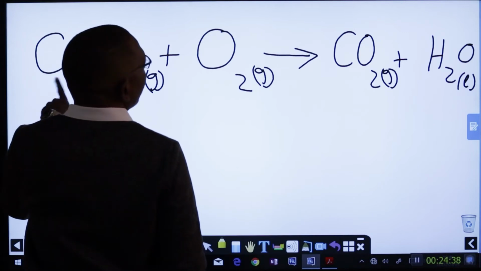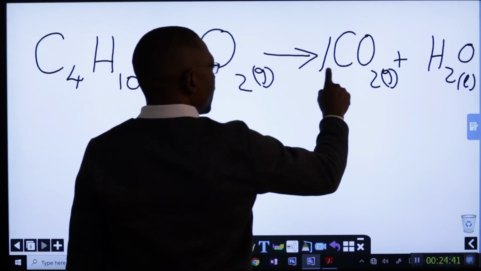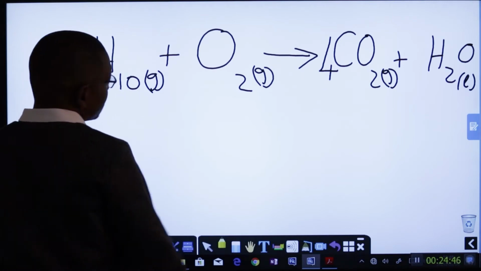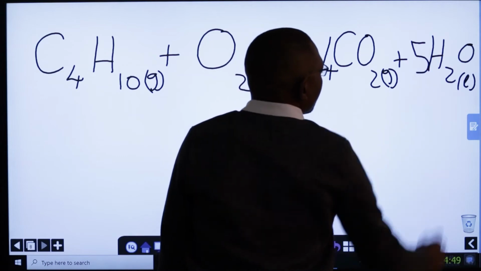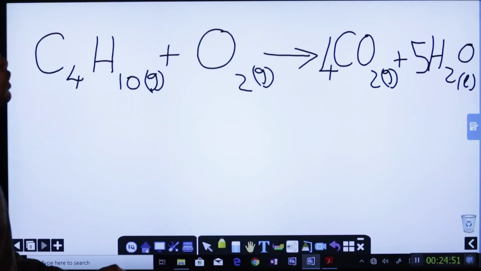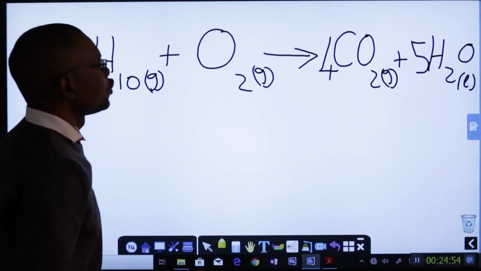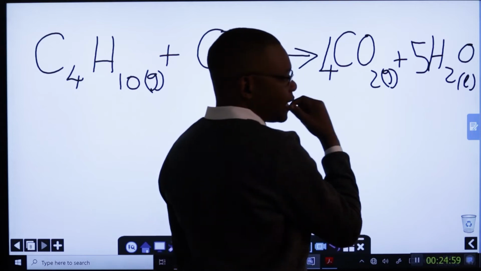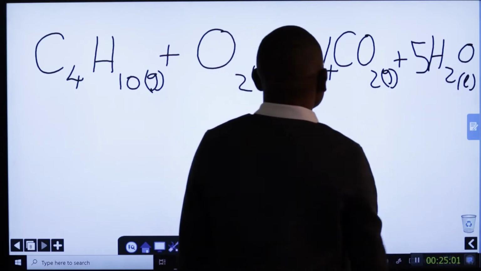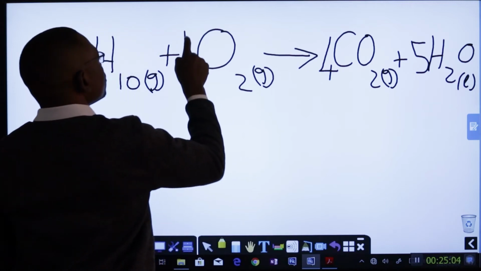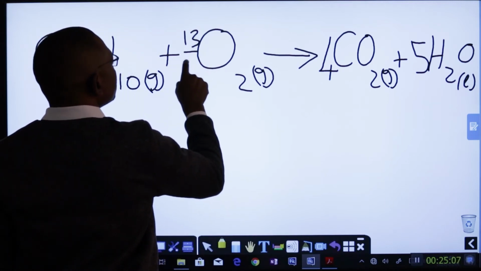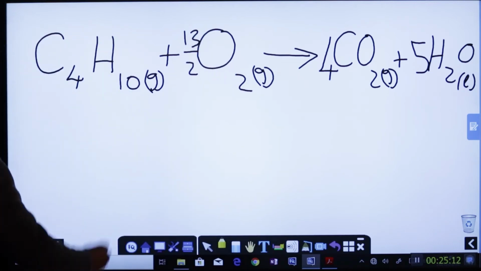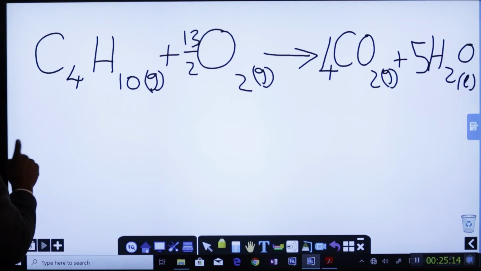So since we've got 4 carbons here, let's make them 4 here. And since we've got 10 hydrogens, let's make 5 water molecules. So now how many oxygens do we need? So this is 4 times 2, which is 8. 8 plus 5, which is 13. So we are going to write 13 there over 2 to give us a result. So now to get rid of this fraction, let's multiply everything by 2.